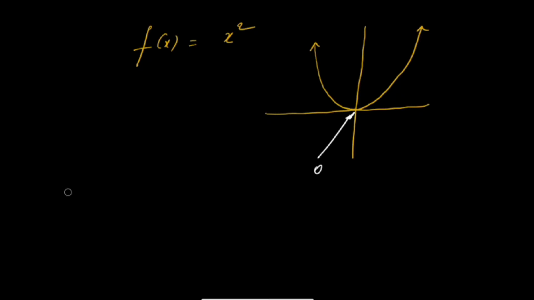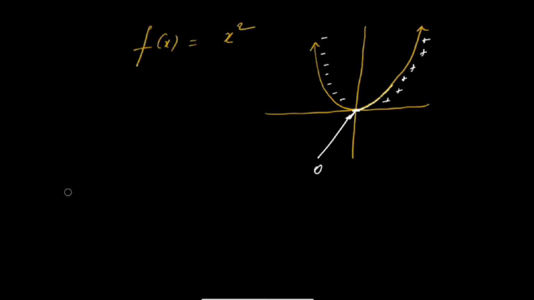parabola, slope is 0, because it is horizontal, right? If a line is horizontal, then the slope is 0. What is happening as you are coming to the right? Slope is increasing, it is becoming more and more positive, and steeper and steeper. And what is happening if you are coming to the negative side? Slope is again negative. Clear?